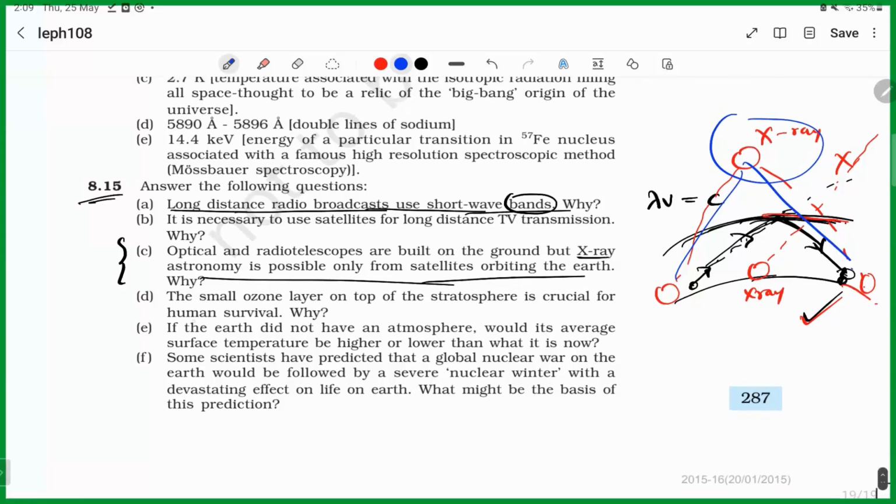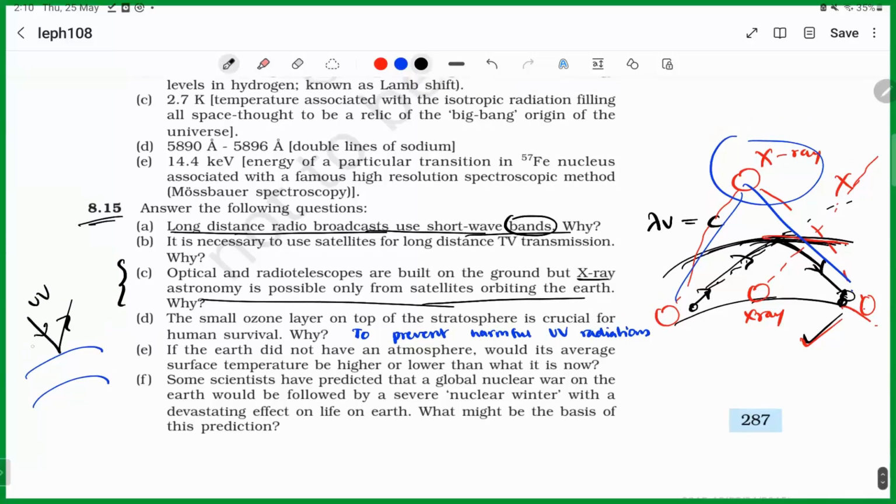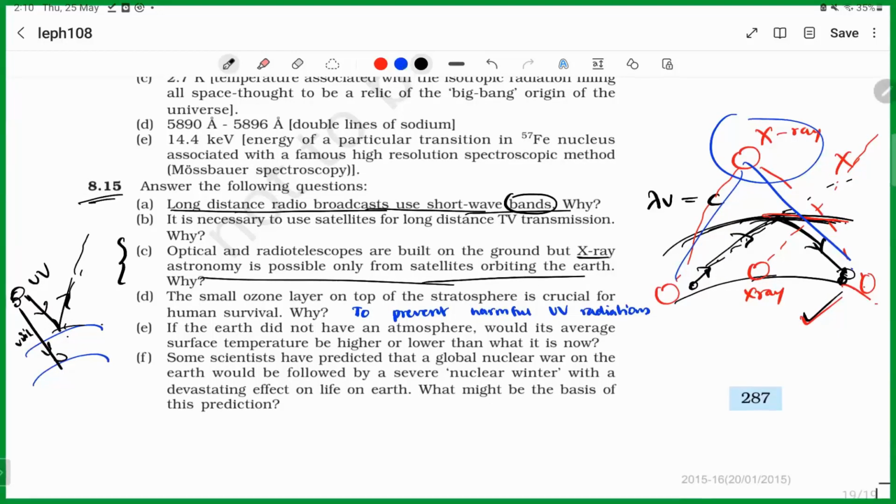Now, the small ozone layer on top of the stratosphere is crucial for human survival. Why? I think it's a very well-known answer: it prevents harmful UV radiation. Ultraviolet rays are, again, a similar concept as the previous part. The ozone layer acts as a reflector for UV wavelengths, whereas it allows other wavelengths like visible light to pass through, which is why we can see the sun. But the ozone layer reflects off the UV because it's opaque to that.